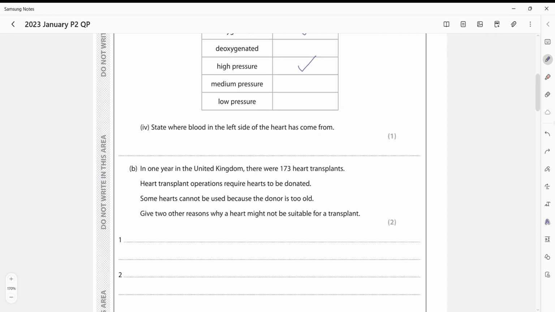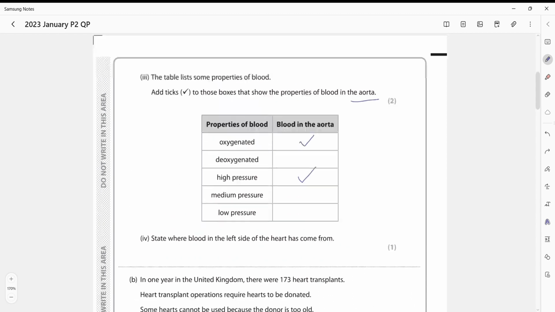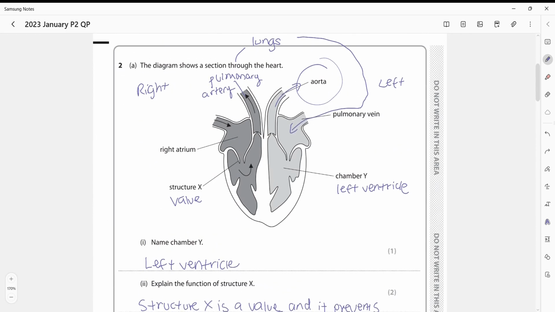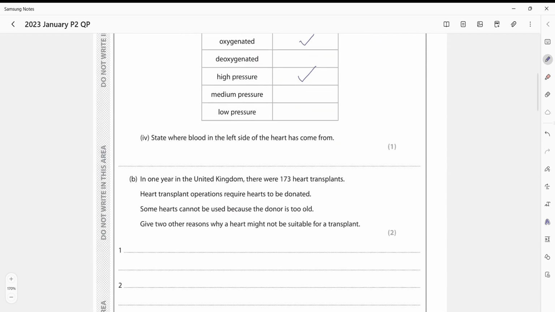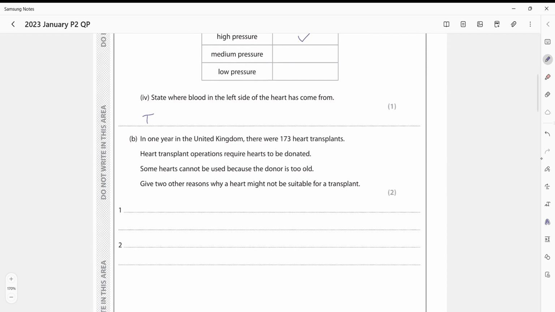So part 4, it says state where blood in the left side of the heart has come from. Okay, so let's go back up to this picture of the heart. So this here is the left side of the heart, right? And we just mentioned earlier that the heart would pump blood to the lungs, and then blood will go back to the heart via the pulmonary vein. So it just came back from the lungs. So let's say the lungs.